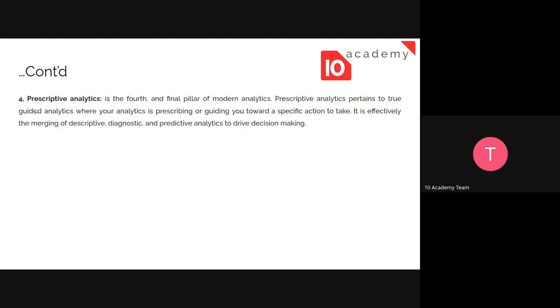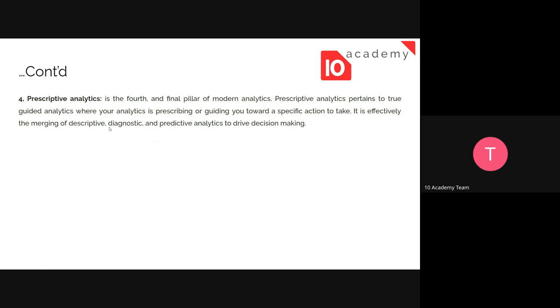And at last comes the prescriptive analytics. It's the final pillar of modern analytics. It pertains to true guidance analytics, where your analytics is prescribing or guiding you towards a specific action to take. So here comes the final and most important analysis. After doing the analysis, predicting and seeing in what direction our prediction is going, being careful to make the prediction true and accurate, we're going to make some recommendations based on the prediction.